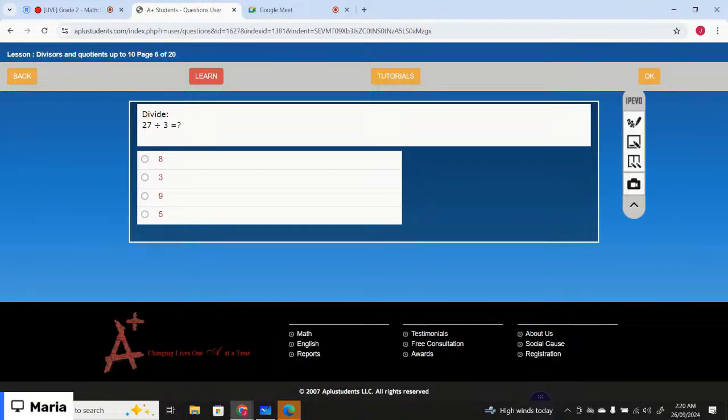27 divided by 3, which is the correct option? 3 times what number is 27? 3 times 9 is 27. The correct option is 9.